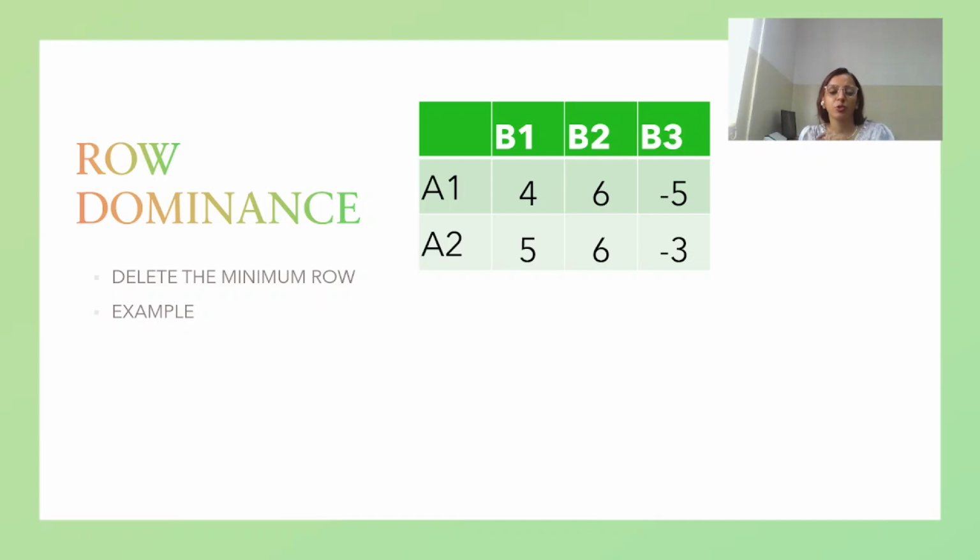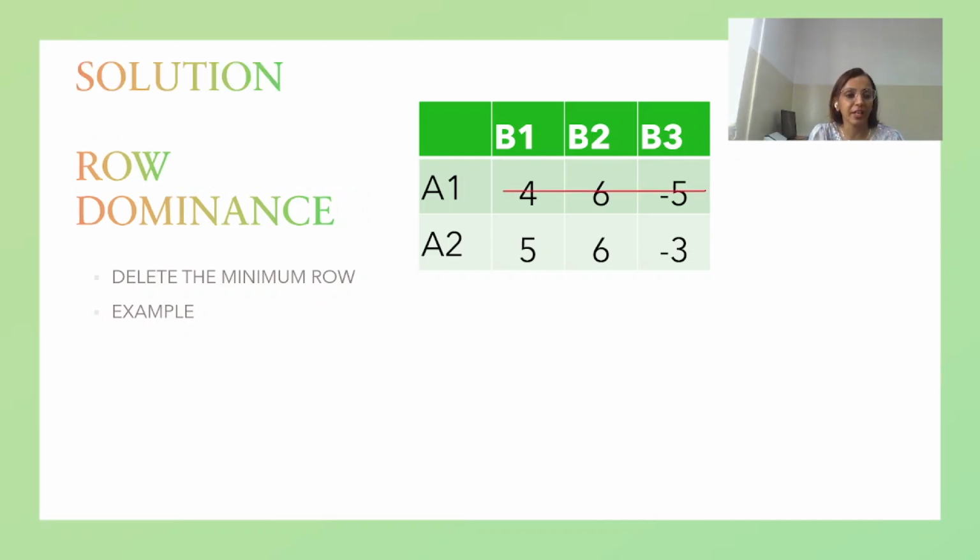Each and every element of the row should be lower than or equal to the other row. In this case, we analyze that A1 is lower as compared to A2, so we delete the row A1. Please have a look at this slide again. We deleted the row A1. The reason is that we deleted the first strategy of player A.